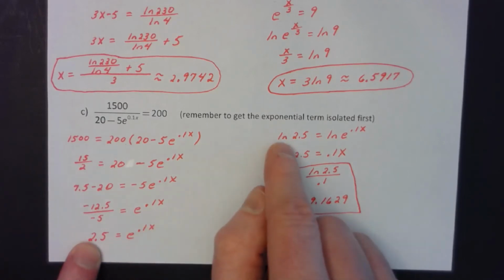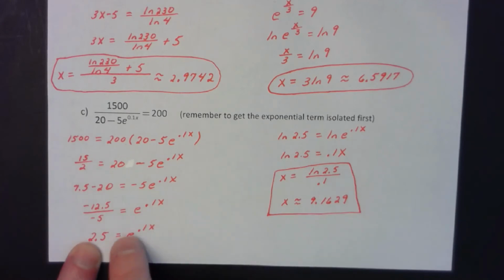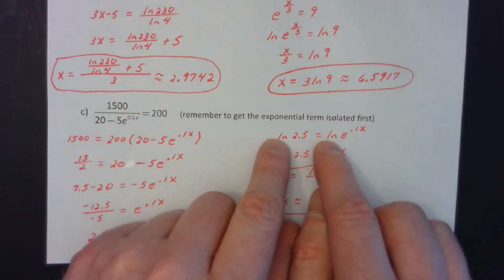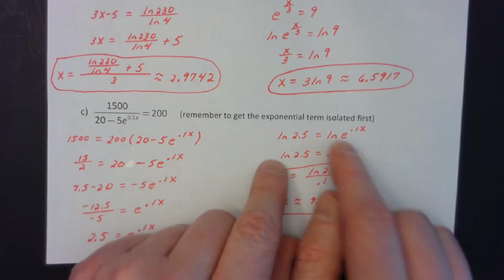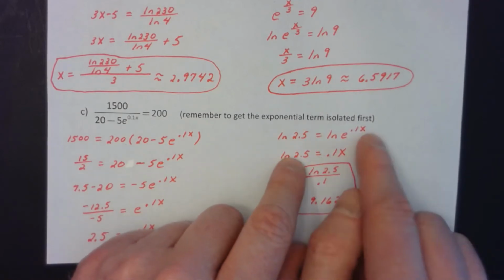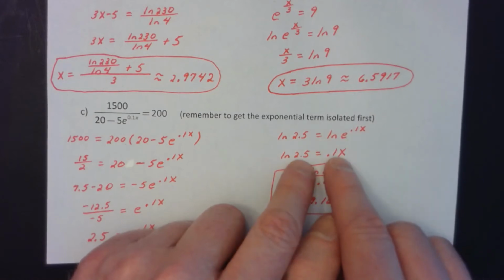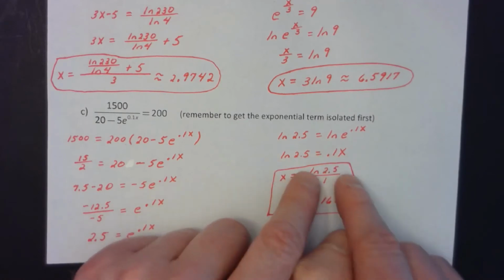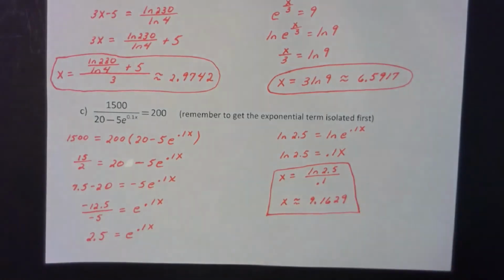Now I came up here and solved out my problem. I said I need to get rid of an exponential base e. How do I do that? I take the natural log of both sides. The inverse of an exponential base e is a natural log. So then I can say, well, the natural log of 2.5, natural log and e cancel each other out, and I just have the 0.1x remaining on the right-hand side. So if 0.1x is equal to the natural log of 2.5, x is equal to the natural log of 2.5 divided by 0.1. This would be my exact answer.